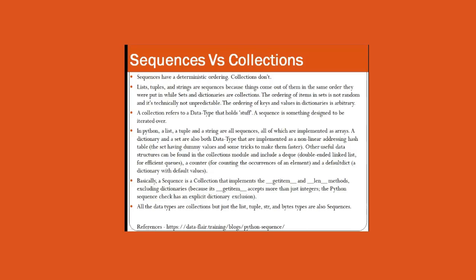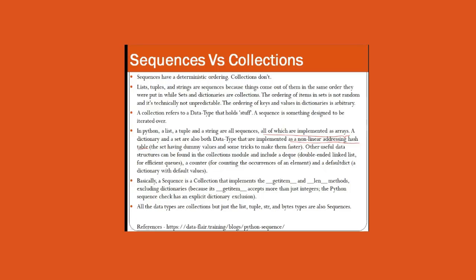In Python, a list, a tuple, and a string are all sequences, all of which are implemented as arrays. A dictionary and a set are both data types implemented as a non-linear addressing hash table. So if you talk about sequences, they are implemented as arrays. If you talk about collections, they are implemented as a non-linear addressing hash table. The set has dummy values and some tricks to make it faster. So this will be faster.